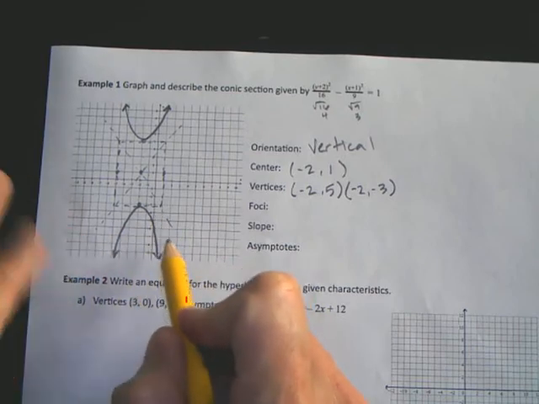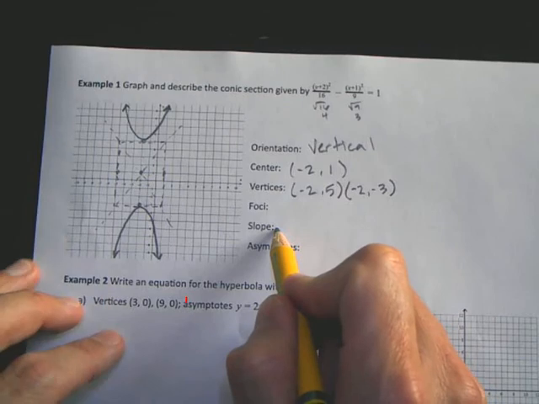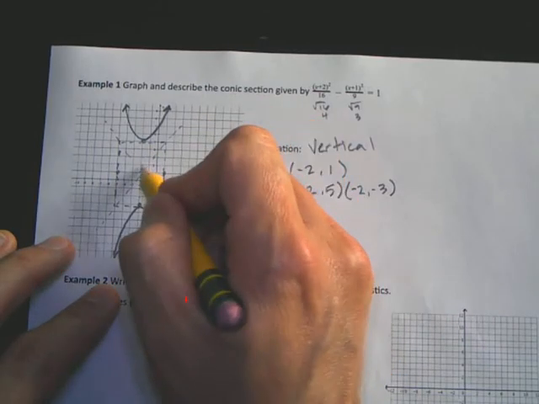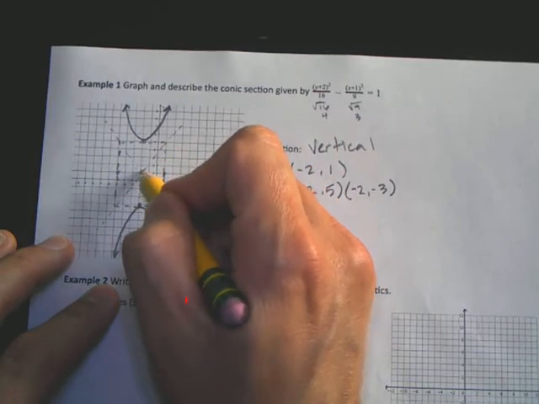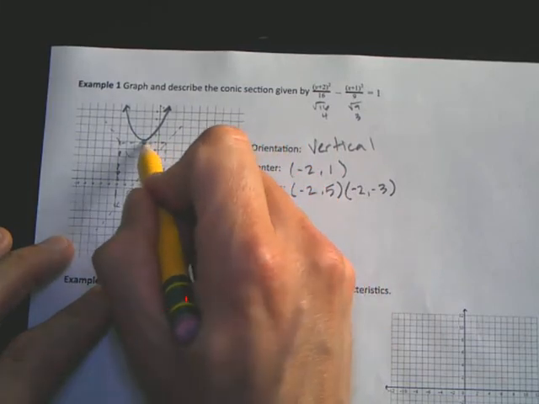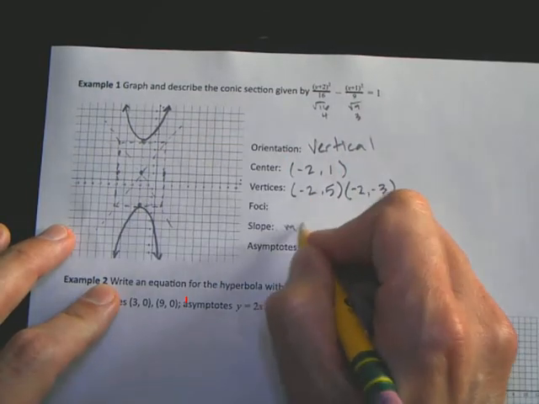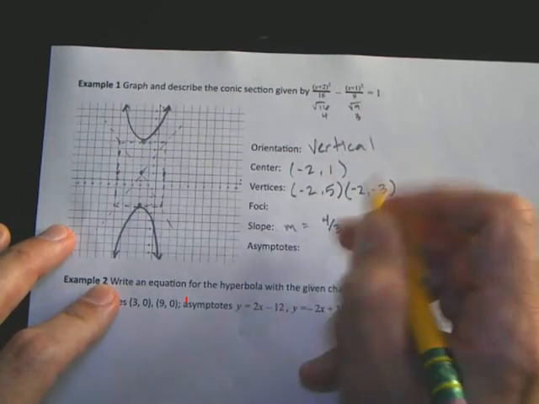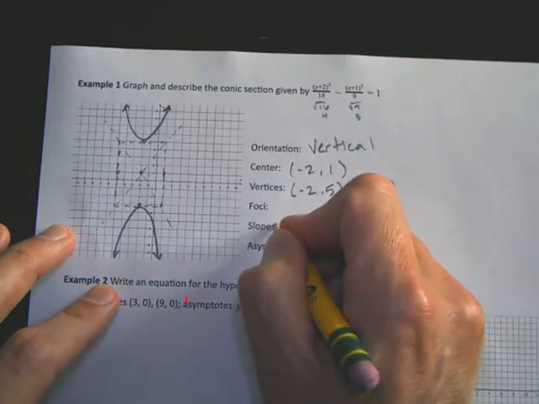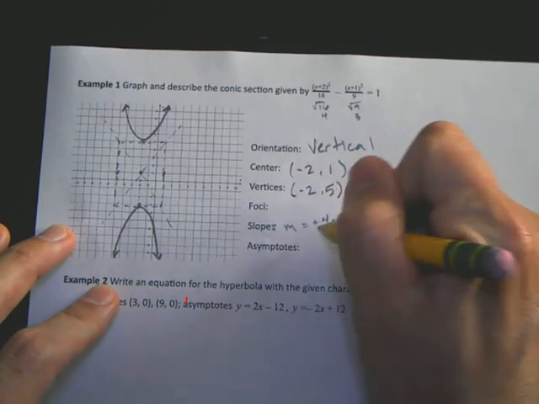So the slope of our asymptotes, I'll come back to foci in a minute. The slope of our asymptote is the rise and run of this box right here. It is our y value 4 over the x value 3. So the slope is 4 over 3. But be careful. It says slope. It should say slopes because there's two slopes. It is a positive 4 over 3 and a negative 4 over 3. Don't miss that.